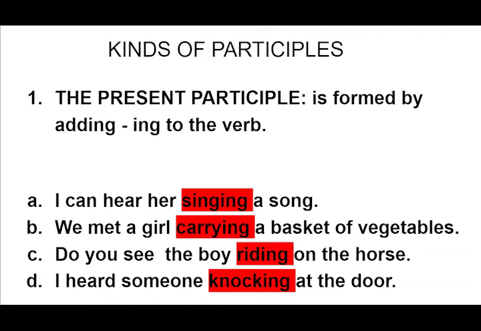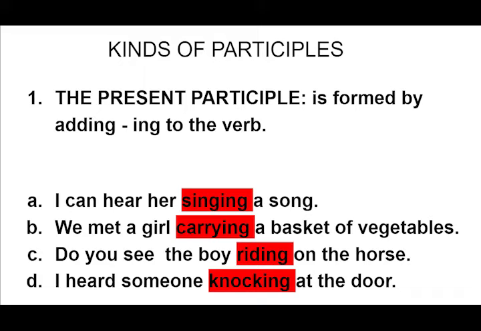Now let us understand the kinds of participles. The first one, the present participle. The present participle is formed by adding ing to the verb. The present participle is always active. It denotes an unfinished action. Now look at the sentences on the slides. The first sentence, I can hear her singing a song.